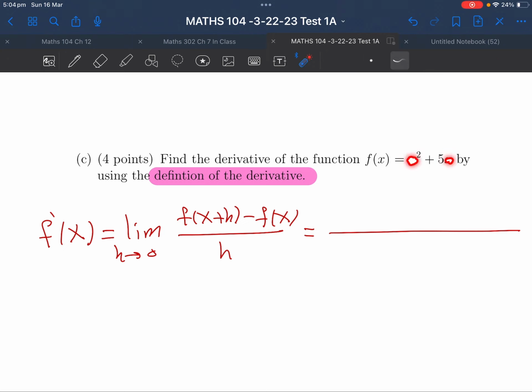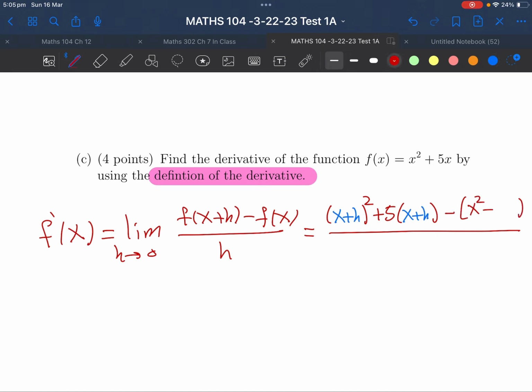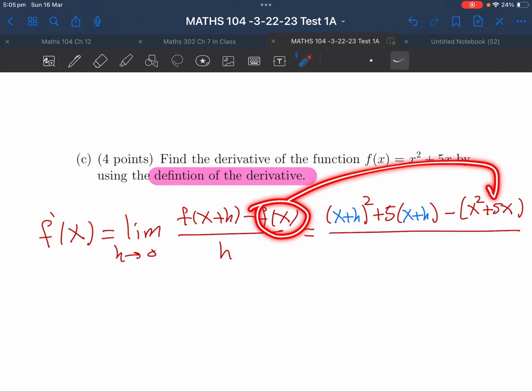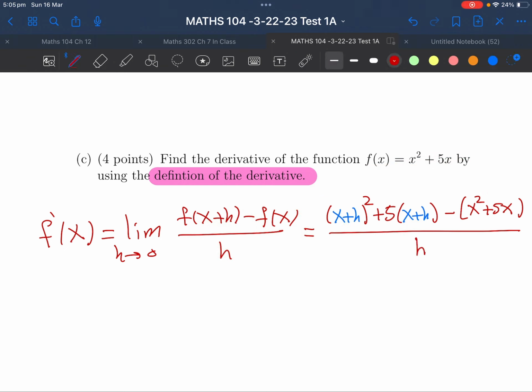Every x you see here, you write x plus h in its place. So every x, I'll replace it by x plus h. Minus f of x itself, which we need to write down exactly as is. So f of x will go down as is. Now, f of x plus h means I write the same function, but I replace every x by x plus h. Of course, this will be divided by h. Now we need only to simplify this one.